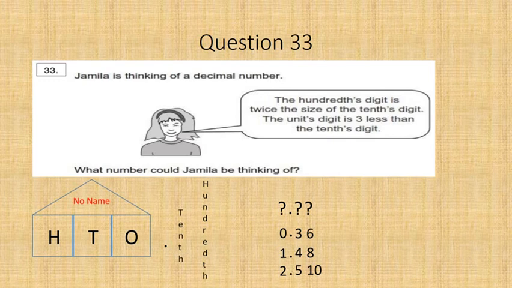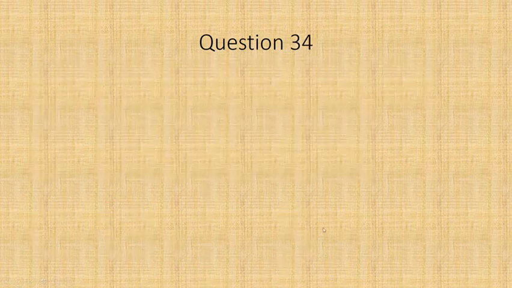So here it's 2 digits in one room, so I can't do that at all. So this option is refused. Then the two numbers that Jamila could be thinking of are 0.36 and 1.48. These are the possible answers for this question.